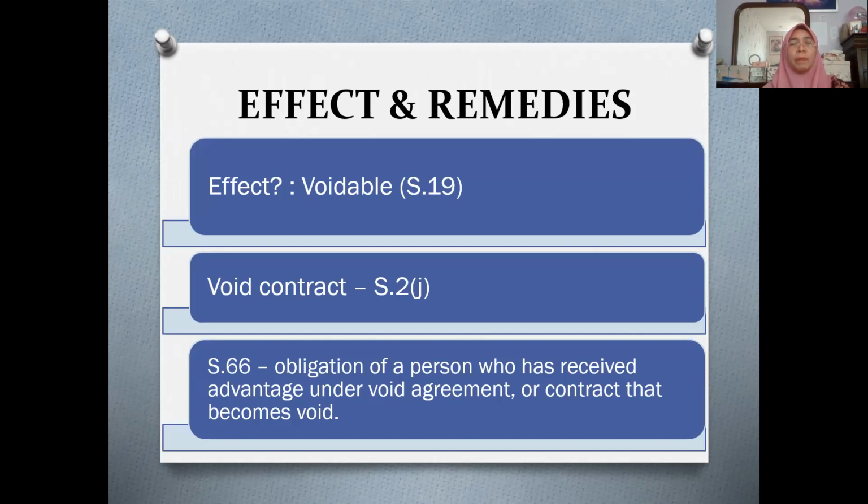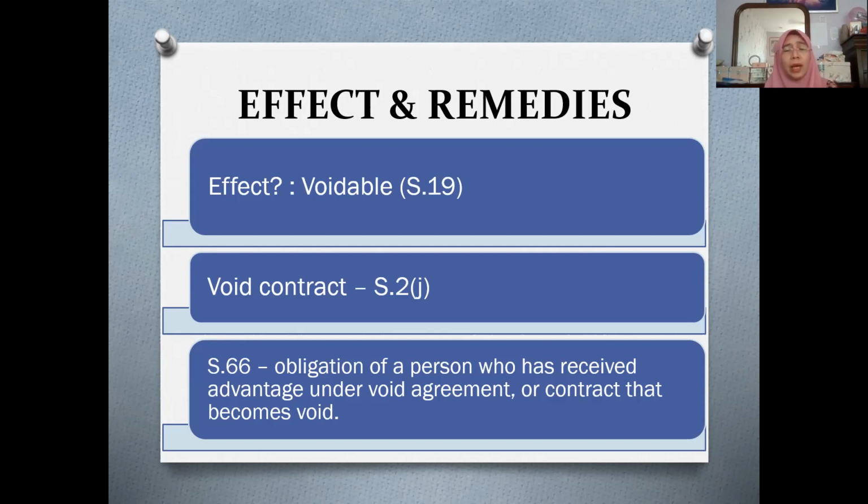The last part of our topic is effects and remedies. On top of sections 10, 14, 15 and 73, we also have section 19. Section 19 says clearly what happens to a contract affected because of coercion. The contract becomes voidable. Voidable means it's possible to proceed and make it valid, or it's possible to stop and make it void. For the definition of a void contract, you can find it under the interpretation section, section 2(j). It talks about what is meant by a void contract.